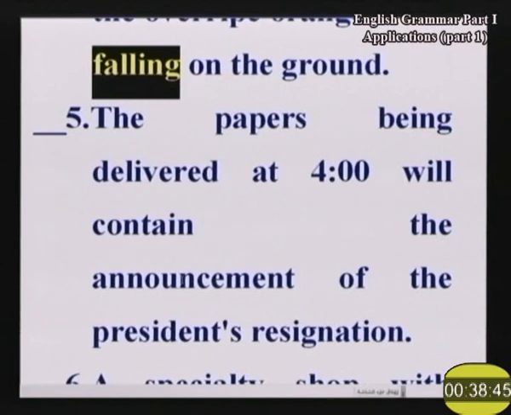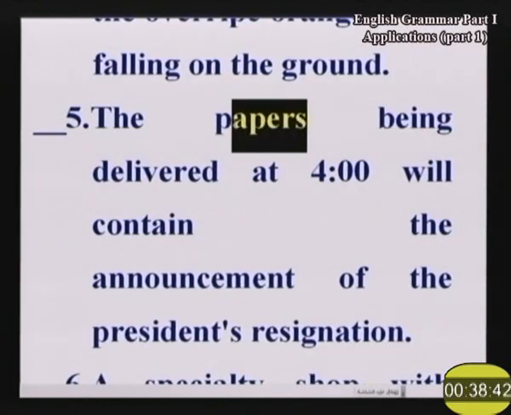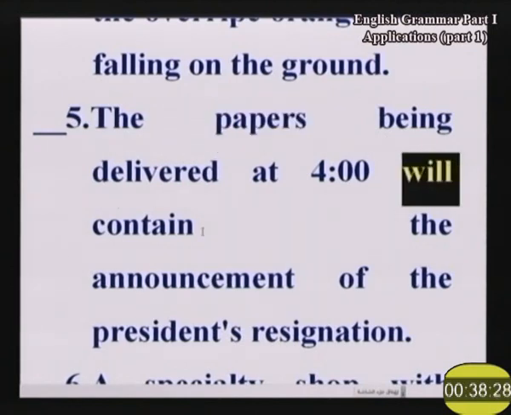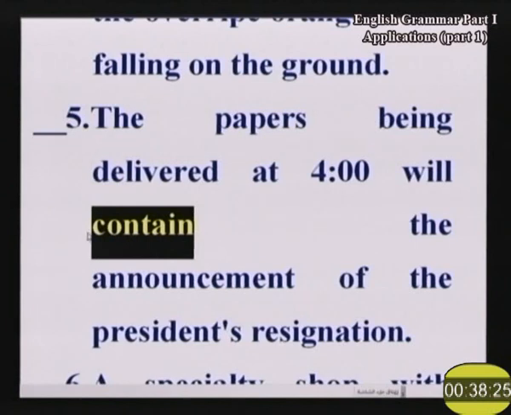The papers subject. Being is not a verb. Being delivered at 4 will contain، is the verb. Will contain the announcement of the president's resignation. الصحف اللي هتتوزع الساعة 4 مالهم سوف تحتوي على إعلان عن استقالة الرئيس. The papers will contain the announcement.